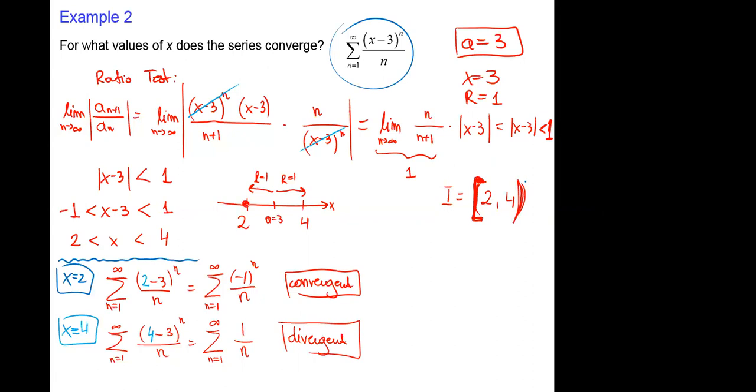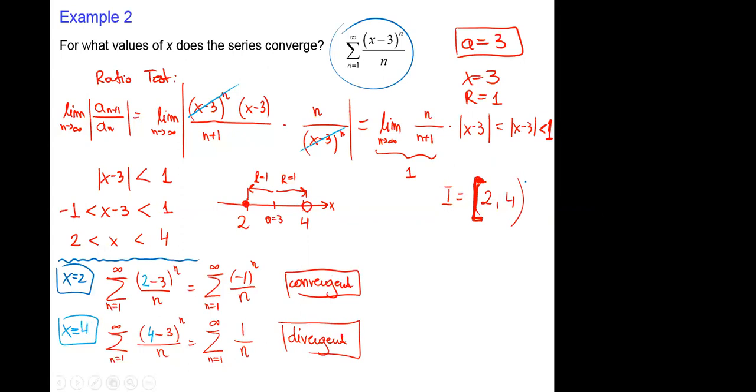That means I can include 2, but I'm not including 4. And I can tell you that we may include both endpoints, or we may not include any of them. That means it really depends on the formula. Okay, but that's how we test the endpoints.